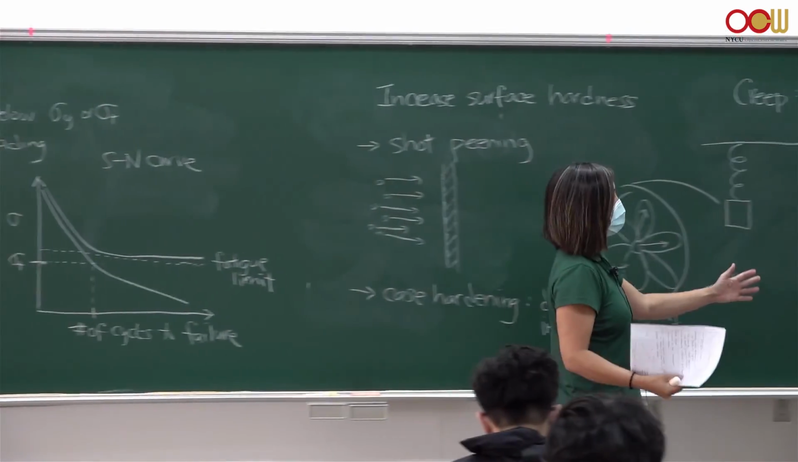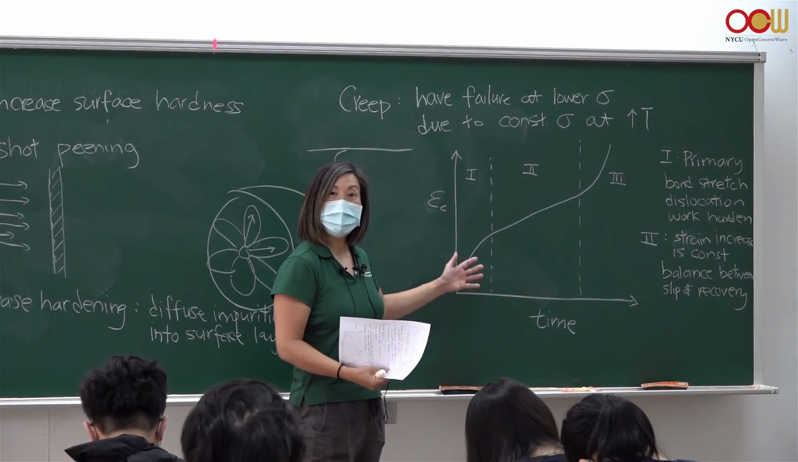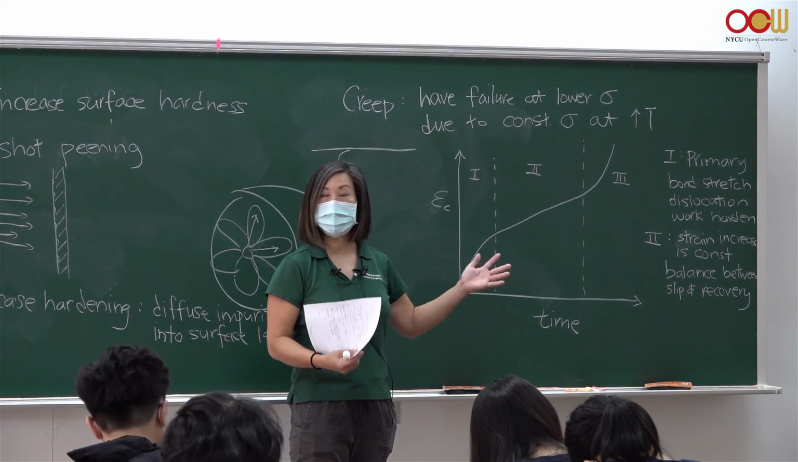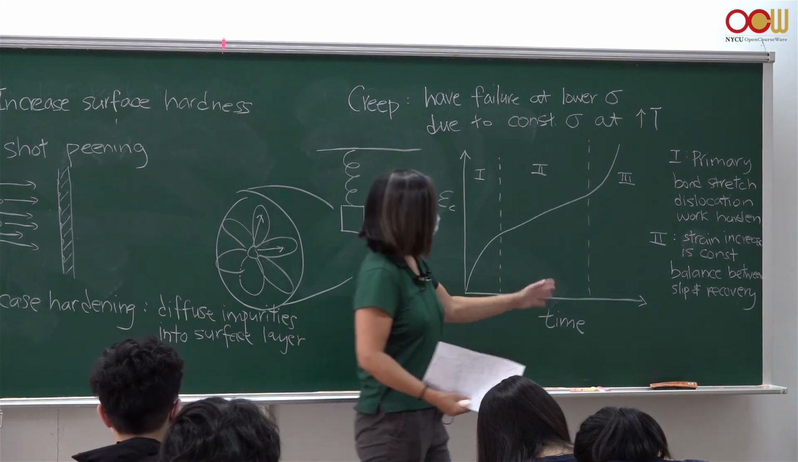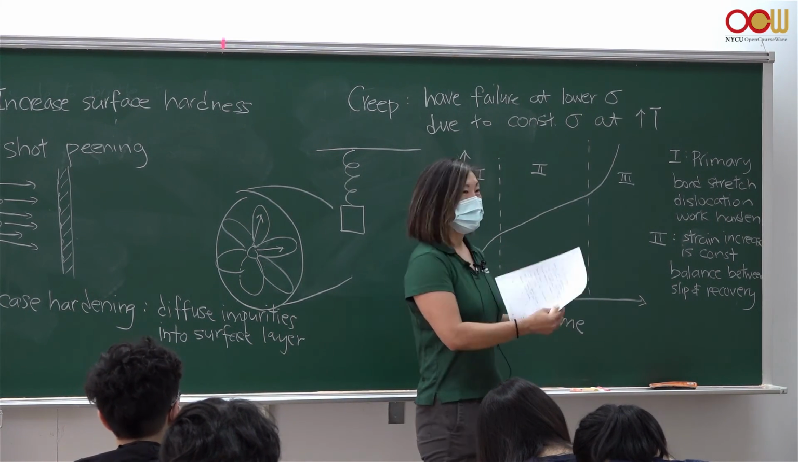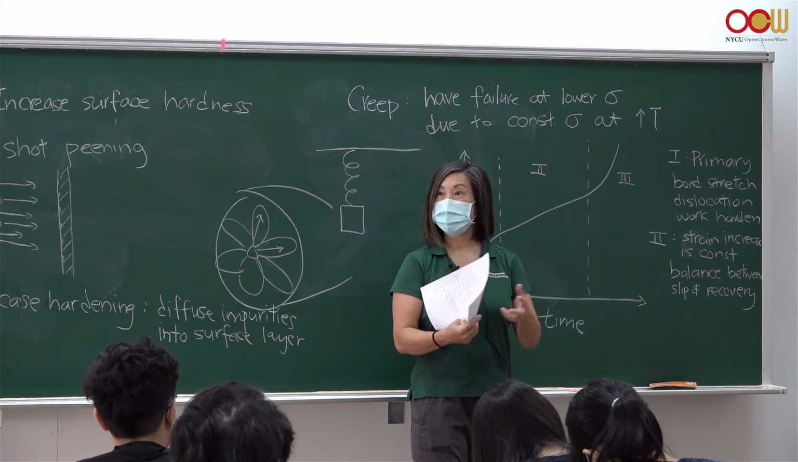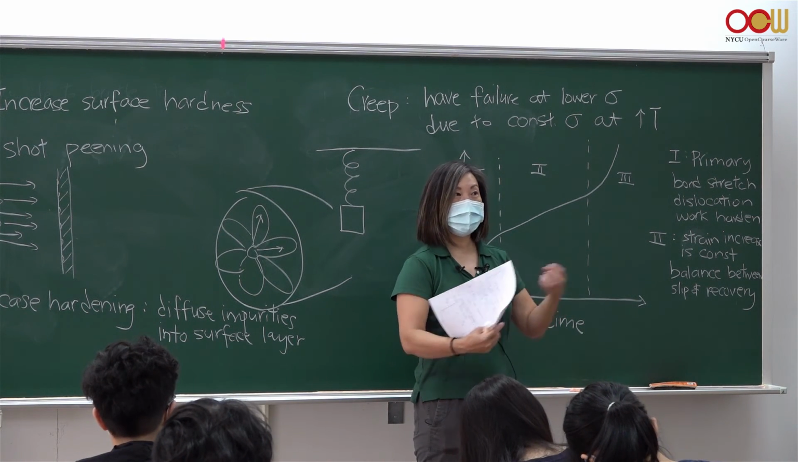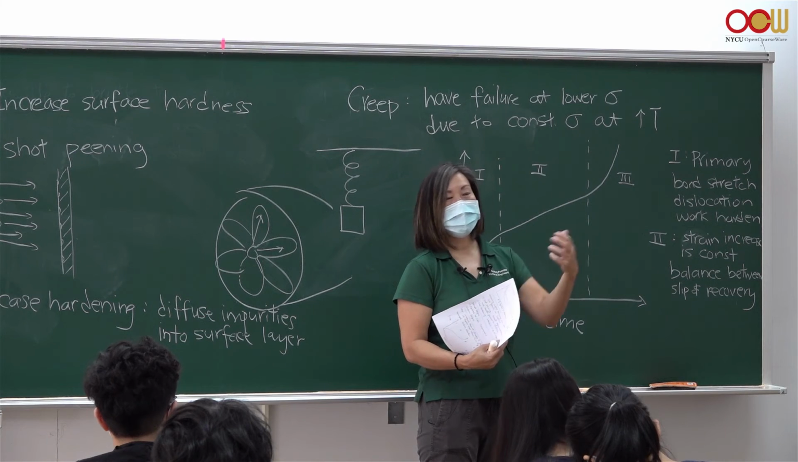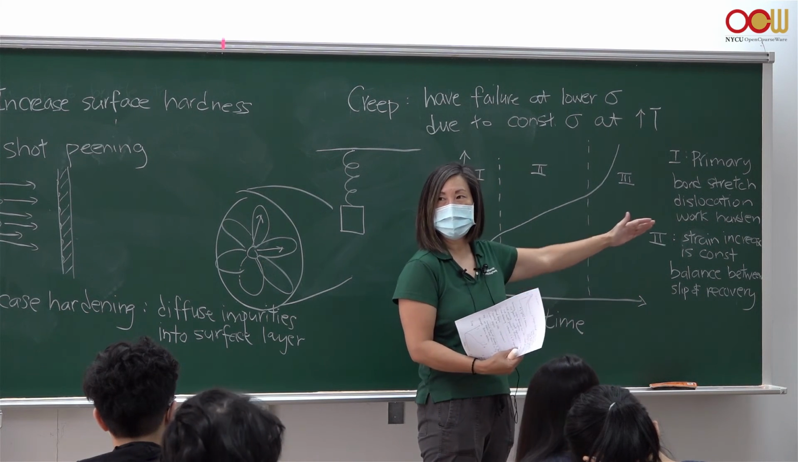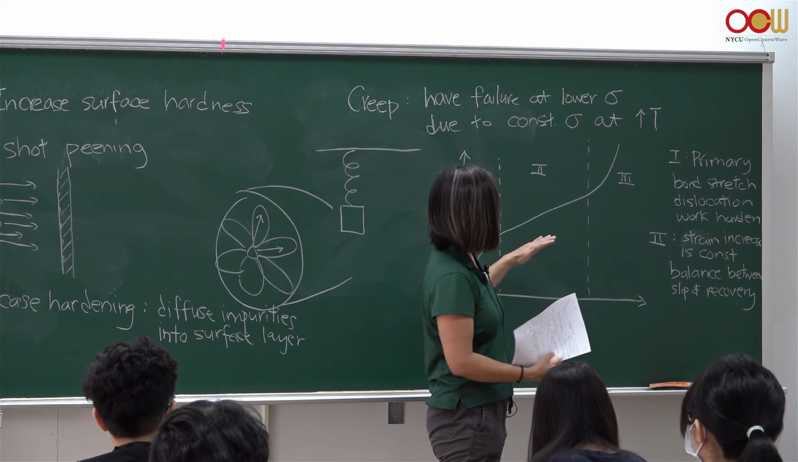Creep is something that happens at high temperatures. And so at high temperatures, you're going to get some annealing effects. So during this stage, you're creating dislocations, but also the recovery is happening. And so they balance each other out. It doesn't get harder, but it doesn't get softer. It kind of just continues to grow in a constant manner.